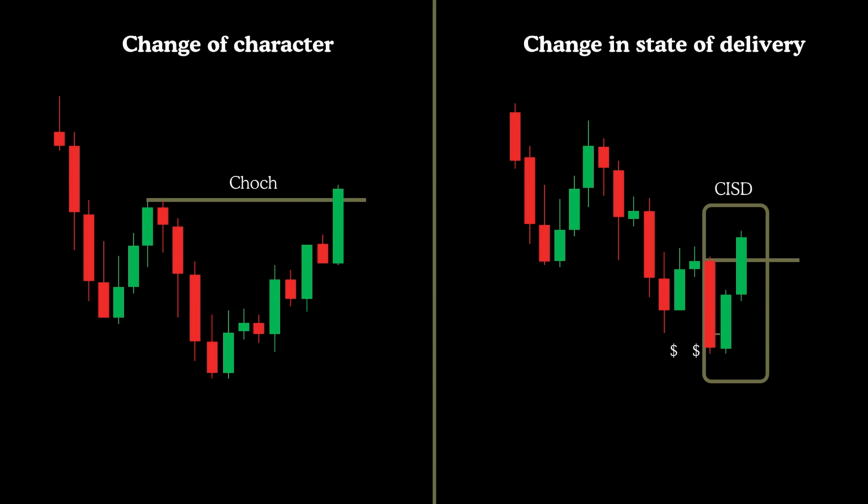By grasping both concepts, CISD and CHOCH, and combining them with liquidity-based analysis, you can sharpen your trading plan and increase the probability of catching high-quality setups with more favorable risk-to-reward ratios. Guys, don't forget to backtest this strategy to see how well it performs in different market conditions.